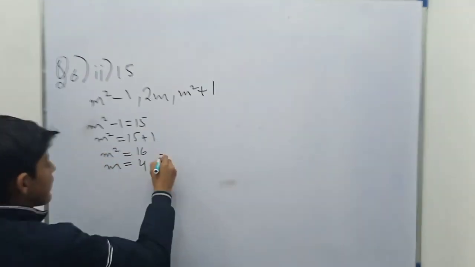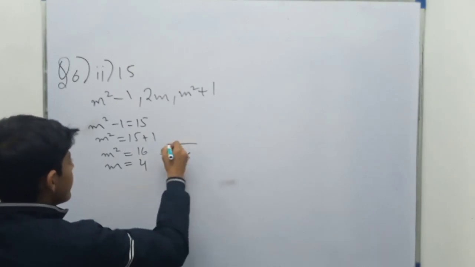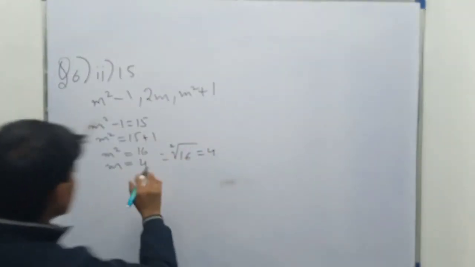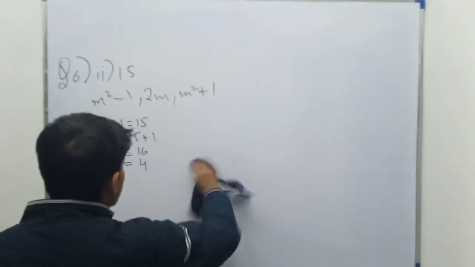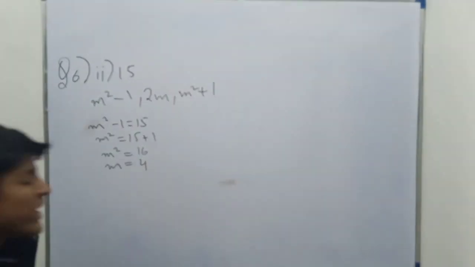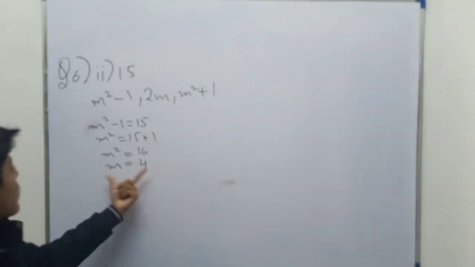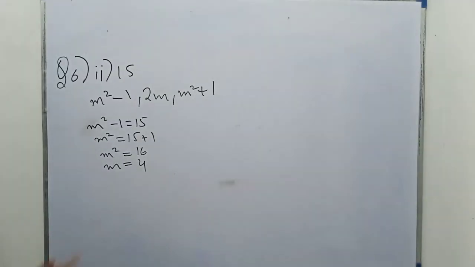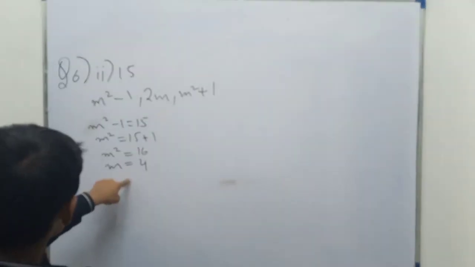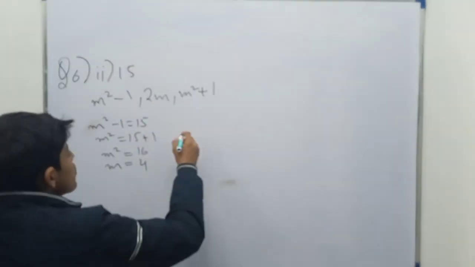Answer is 4, as the square root of 16 is 4. We will discuss it in another video when we study square and square root. After that it will be very easy to understand what square root is, why this comes to this side and becomes a square root. Now we'll put the value of m as 4 in this and this also.